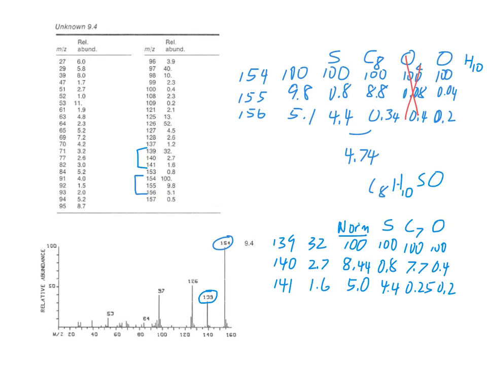And then how many hydrogens do we have left over? We have to find the mass, don't we? Yep, and we're looking for the difference in mass now. So 132, and you get 139. Yeah, so H7. So C7, H7, SO.